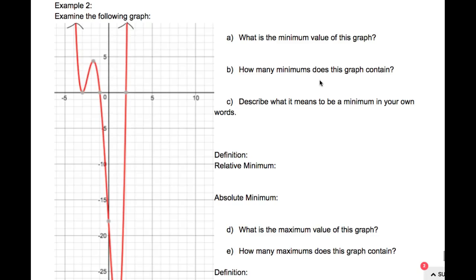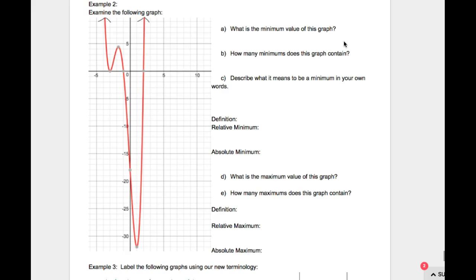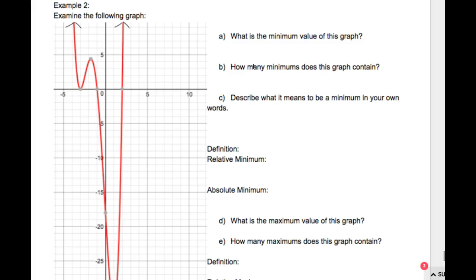Okay, guys, we're going to continue to investigate polynomials. So I'm going to give you a quick run through of some extra terminology for our polynomial graph here.